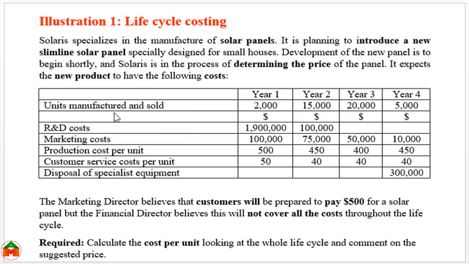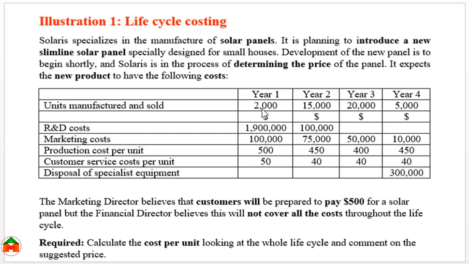And there are some other data. We can see units manufactured and sold. In the first year, they will be able to sell 2000 units. In the second year, 15,000 units. In the third year, 20,000 units. And in the fourth year, 5,000 units. So these are the data you can estimate by analyzing the market with the help of your employees.